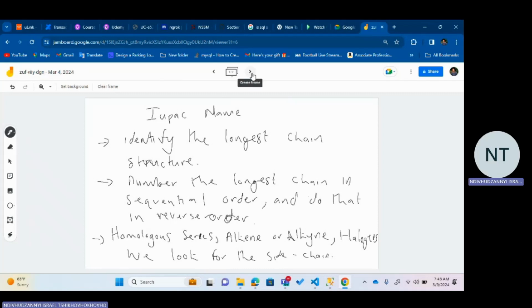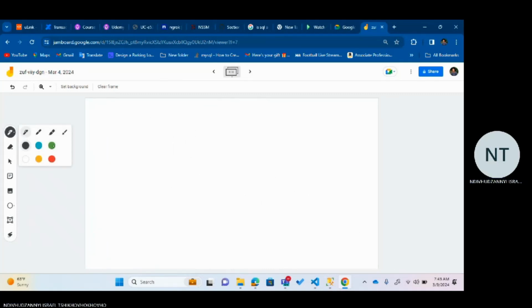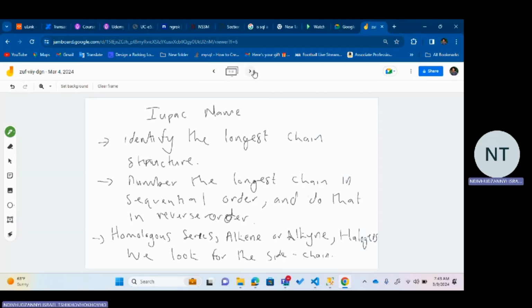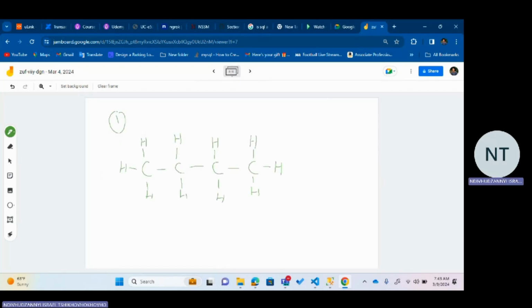So let's start with the simplest example. So let's say we have this carbon one. Our first rule says we identify the longest chain. So when identifying the longest chain, I want you to go and count the carbons, right? If we were to count the carbons here, we'd see that we have 1, 2, 3, 4. You see, I didn't skip anything. So you should do that too. Then I've identified the longest chain is this one.